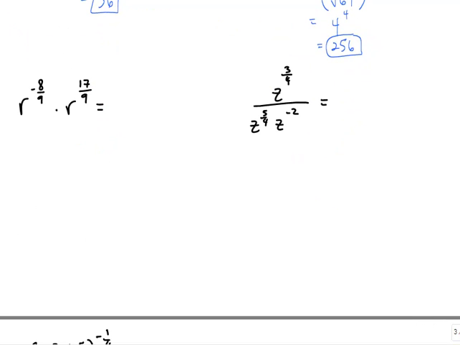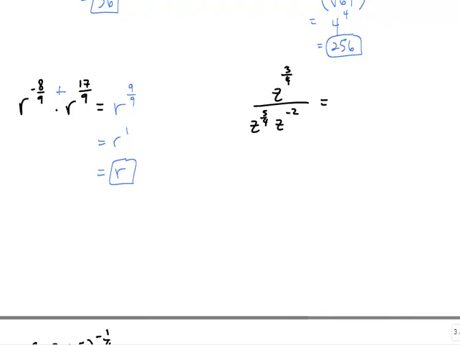Okay, the next two examples have variable bases, but they match. So this is r and base r, so we can still use those laws of exponents. If you're multiplying the bases, then you get to add the exponents. So the base stays r, negative 8/9 plus 17/9 is 9/9, and 9/9 just becomes 1. And if you have r to the 1, you don't even have to write that 1 up there, it's implied. So our answer is just r.